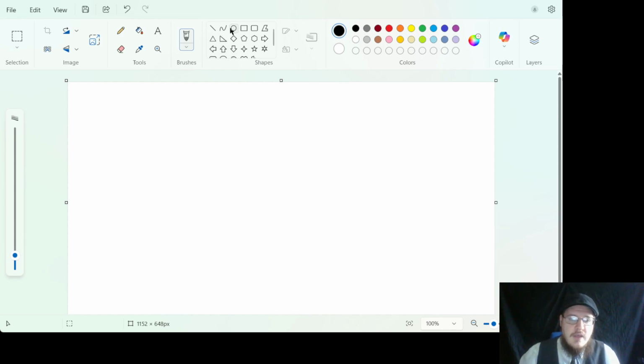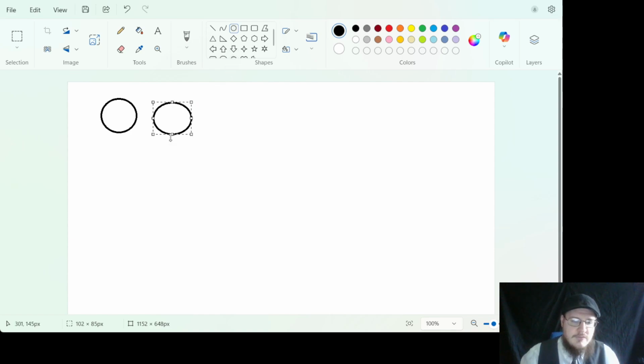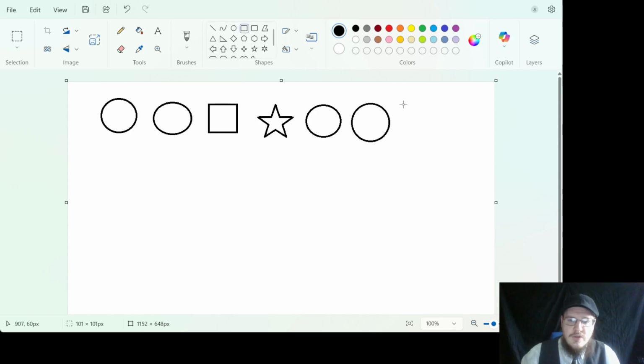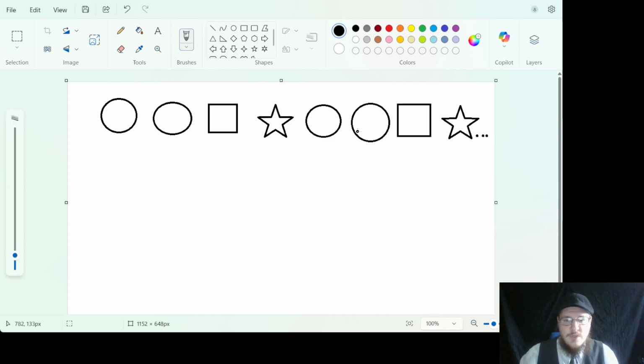So, I'm going to do this. Let's do circle, circle, not the best circle, square, star, circle, circle, square, star, dot, dot, dot, so on and so forth.